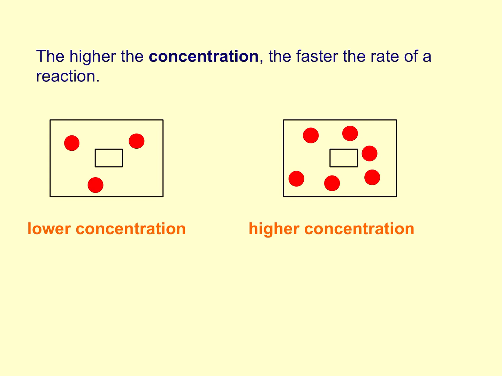The first thing you would spot, obviously, is that there are more particles. But just saying more particles wouldn't be enough, because just that sentence doesn't take into account how big the volume of liquid we've got. So we have to say the higher the concentration, there are more particles in a given volume.